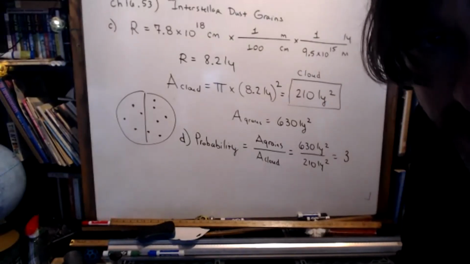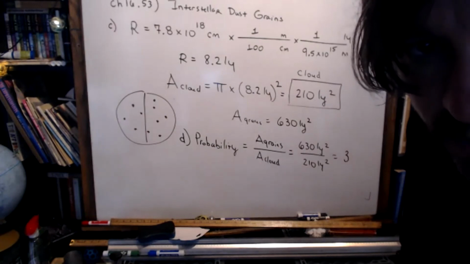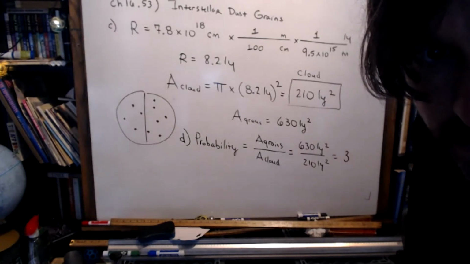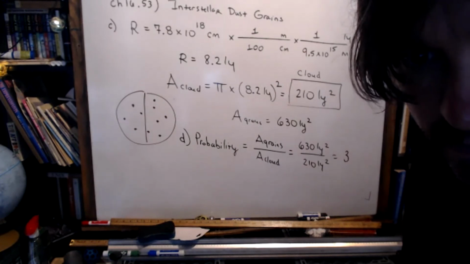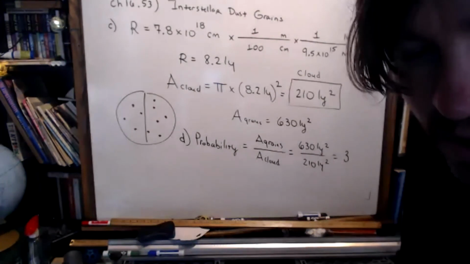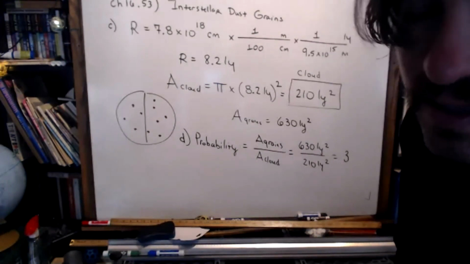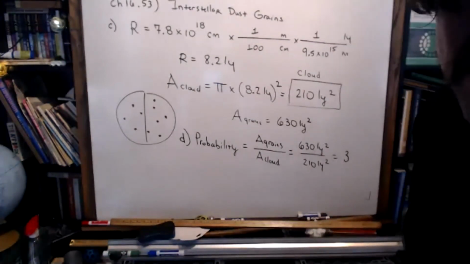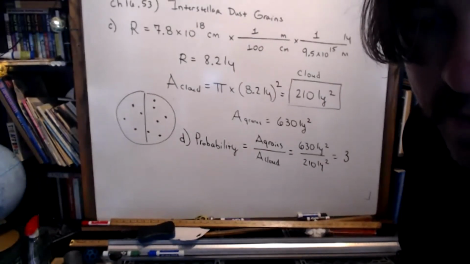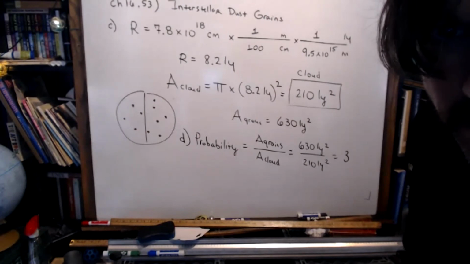What is the probability that a photon will hit a dust grain? Three times? Not 3. Well, kind of. Guys, do probability right. What is 3 represented as a probability? Would it just be 3%?